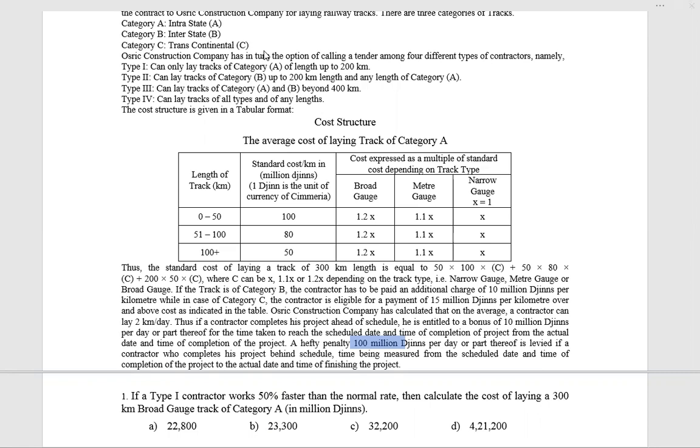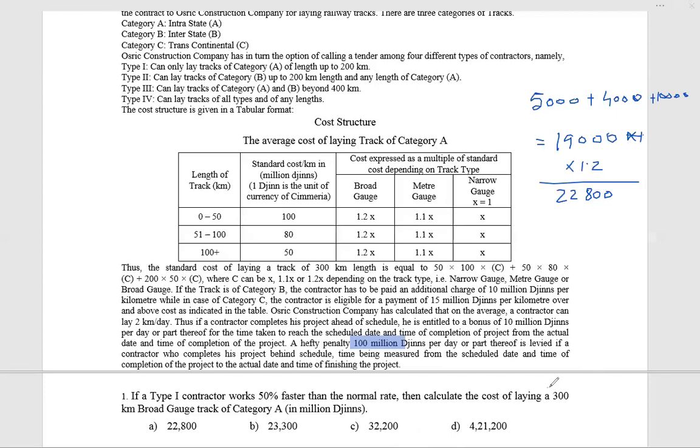Okay, let us do the calculation step by step. For 300 kilometers, the first 50 at rate 100 is 5,000. The next 50 at rate 80 is 4,000. The last 200 at rate 50 is 10,000. Total 19,000 is the cost involved as of now. But it is broad gauge, so multiply by 1.2, an increment of 3,800, giving 22,800.